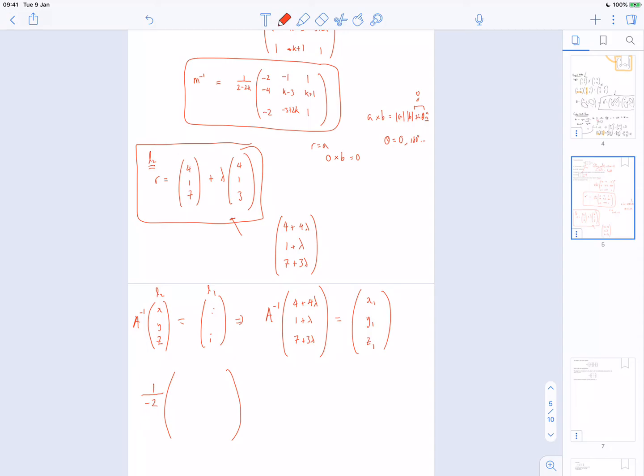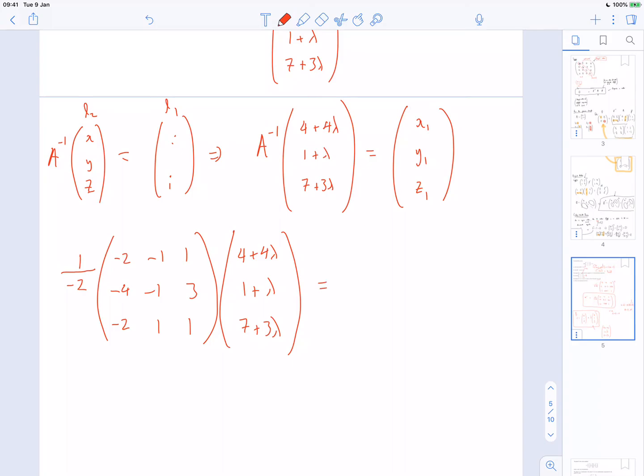And then I'm going to have minus 2, minus 1, 1. And then minus 4, and then 2 minus 3 is minus 1. 2 plus 1 is 3. And then minus 2, minus 3 plus 2 lots of 2 is minus 3 plus 4, so that's a 1. And then this is a 1, and I need to multiply this by 4 plus 4 lambda, 1 plus lambda, and 7 plus 3 lambda.